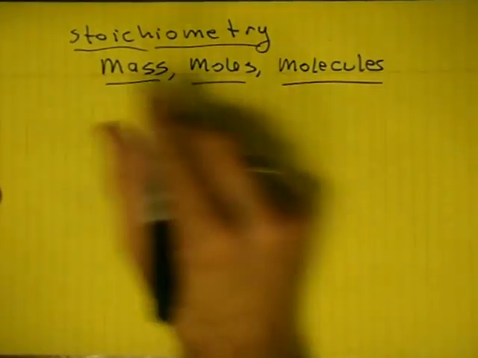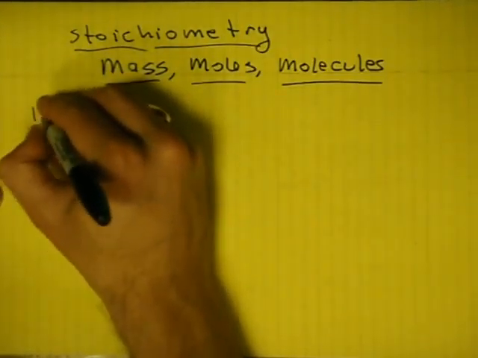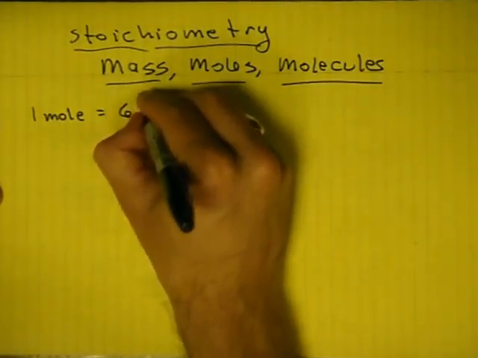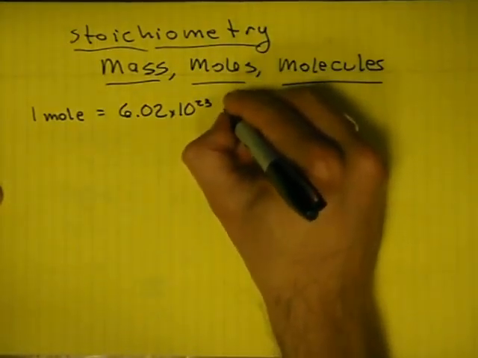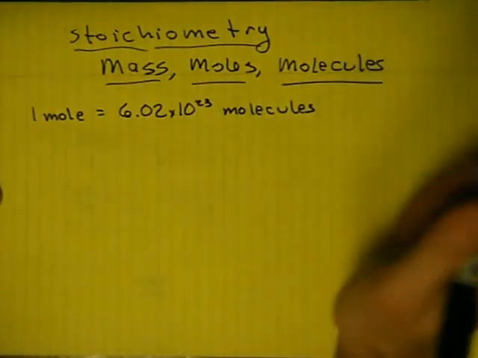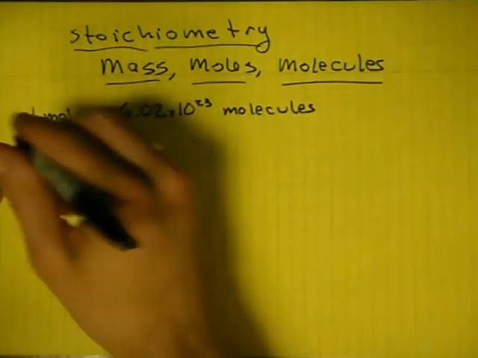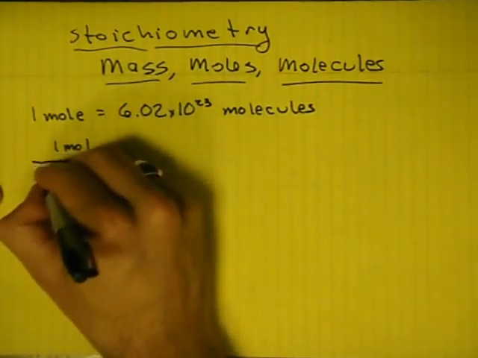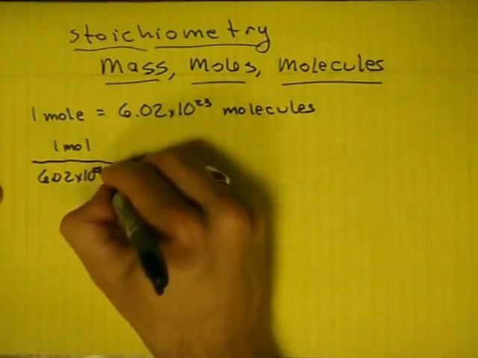So, we'll start with moles and molecules. So if we remember, 1 mole equals 6.02 times 10 to the 23rd molecules. So, because these are equal to each other, we can write it also as a fraction. To the 23rd molecules.